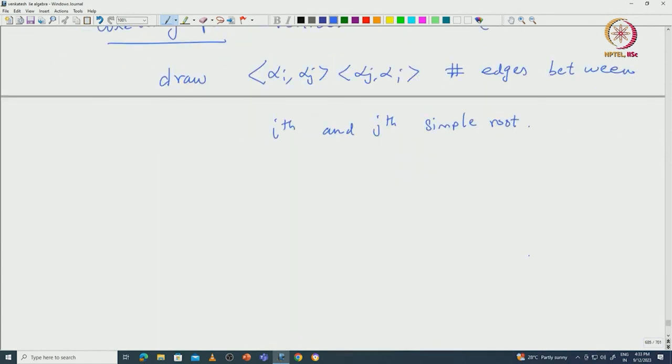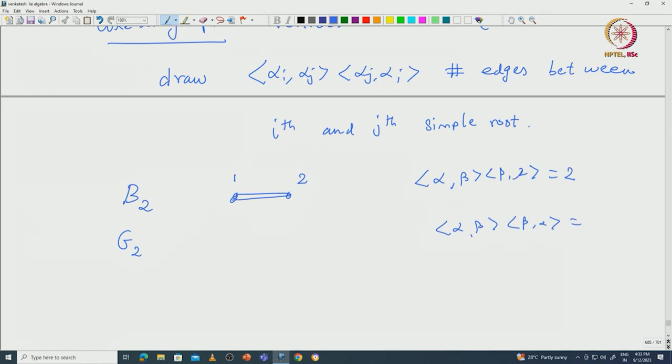For example, if we take B2, then there are only two simple roots, let us call them 1 and 2. Then you know that the product of alpha, beta and beta, alpha has to be 2 there. So the Coxeter graph corresponding to B2 will look like this. For G2, again this number alpha, beta times beta, alpha is going to be 3. So for G2 there will be 3 edges between 1 and 2. So these are all the Coxeter graphs.